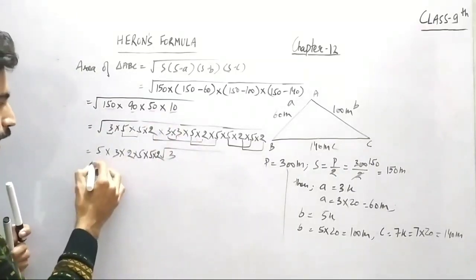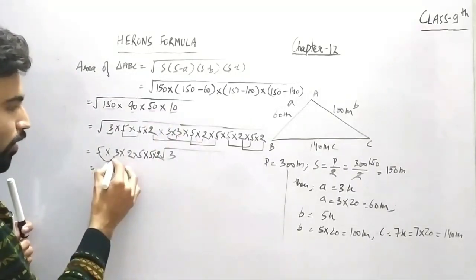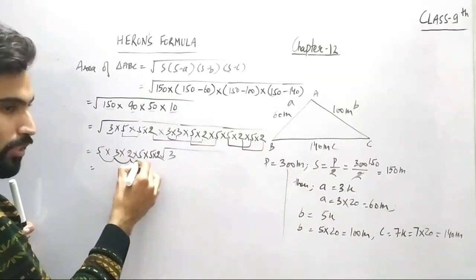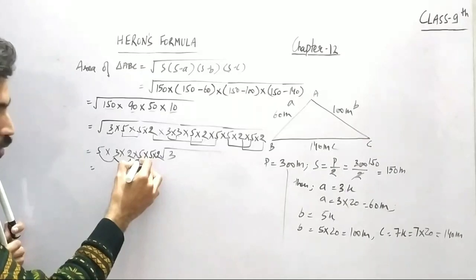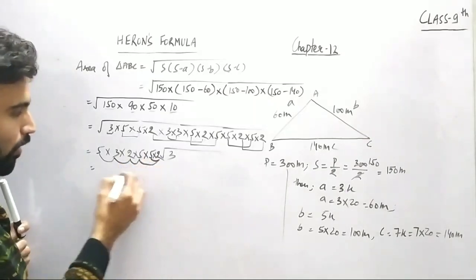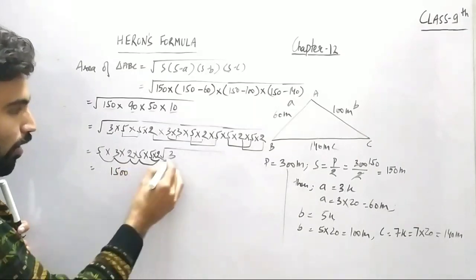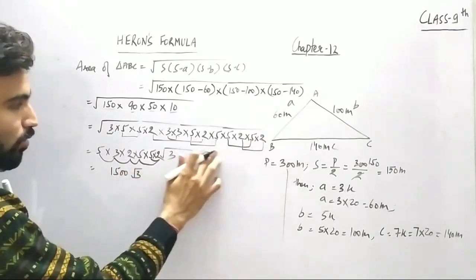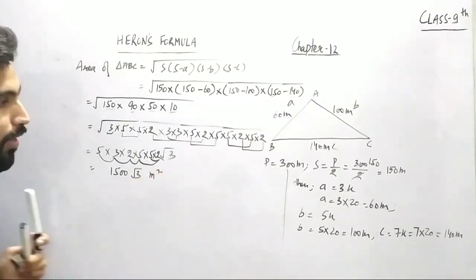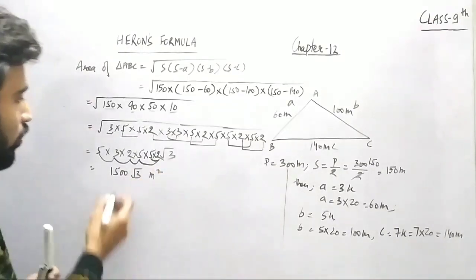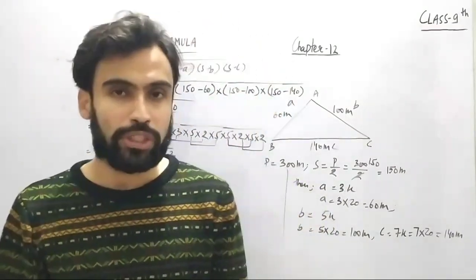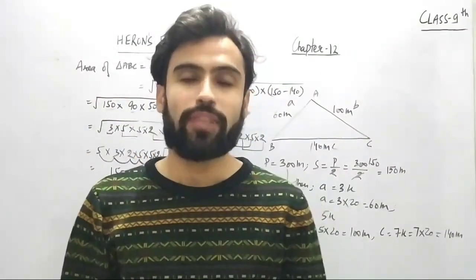So let me just multiply that. So 5 into 3 is 15. 15 into 2 is 30. 30 into 5 is, you can see, 150. So 150 into 2, that is 300. 300 into 5, that will be 1500. And under root 3 as it is, right? So here you can see this is going to be the area here, and that is in meters square, right? So you can see this is how we can calculate the area here required in the question. So that was all in this question here.